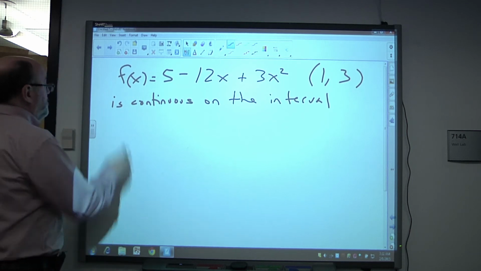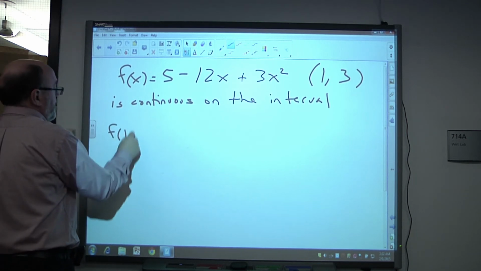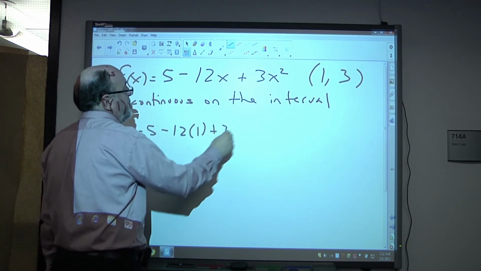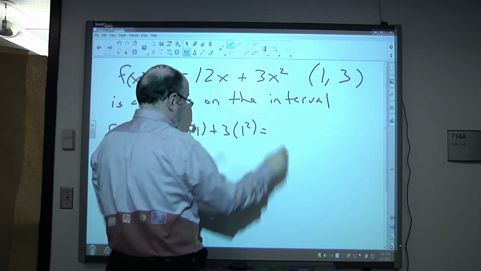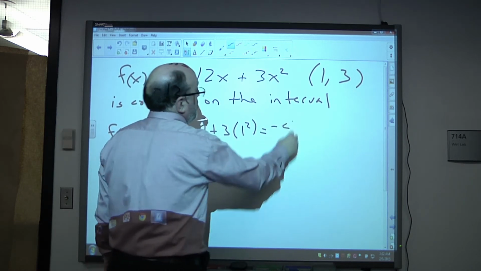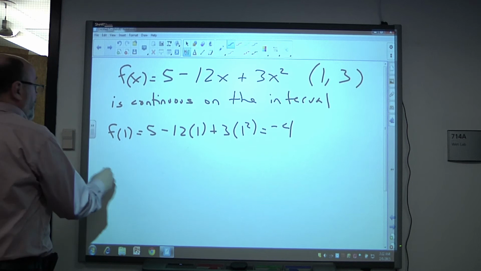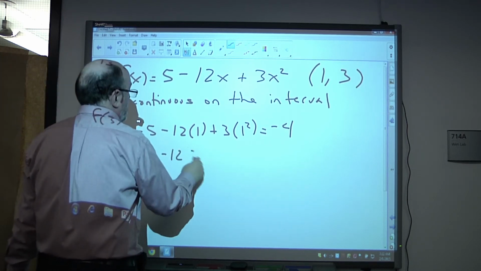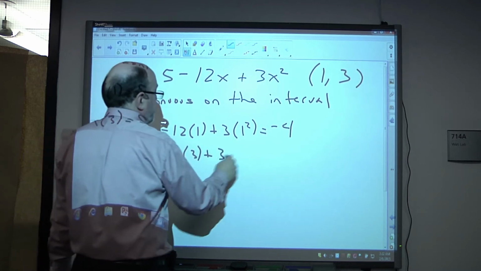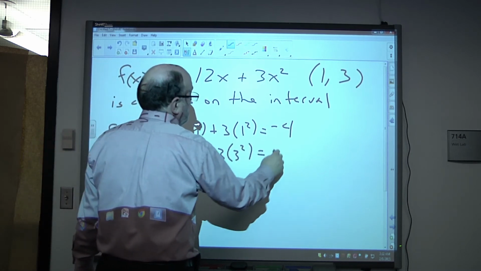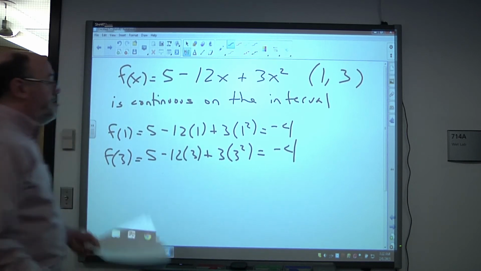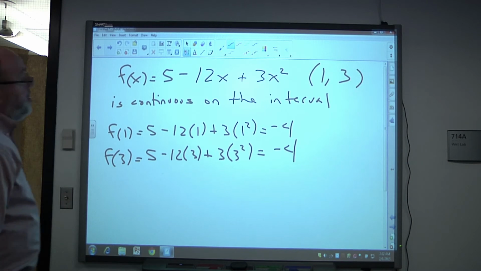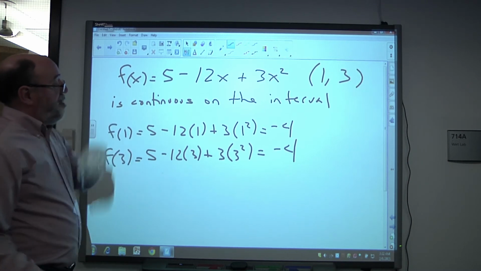What happens at the endpoints? Well, f of 1 would be 5 minus 12 times 1 plus 3 times 1 squared, and that'll give us -4. And if I do f of 3, we get 5 minus 12 times 3 plus 3 times 3 squared. And that also gives us -4. So that's also true. Okay? So it's continuous. The value is the same at each of the endpoints on my interval.